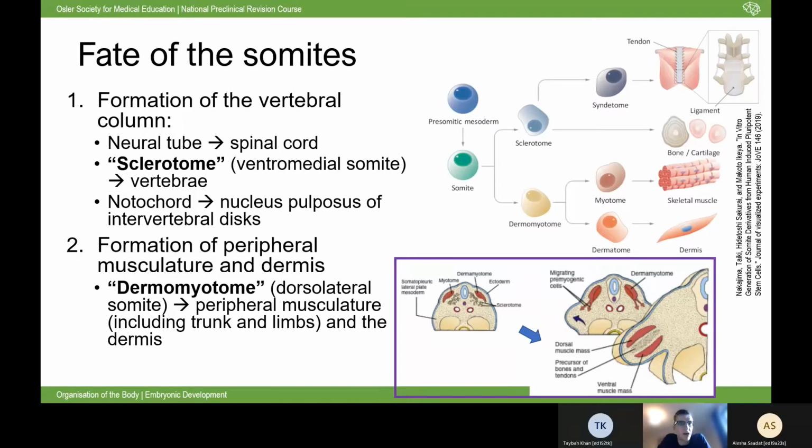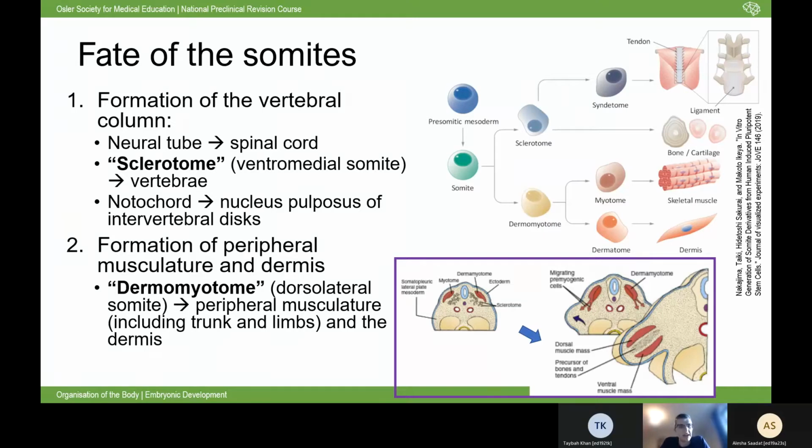So we have this part in the ventromedial area. If you look at this diagram at the bottom, that's kind of on the underside and towards the midline, and that's called the sclerotome, and that forms the bones of your spinal column, your vertebrae. Those cells of the sclerotome migrate and surround the neural tube and also the notochord, and that notochord, remember, forms the nucleus pulposus of your intervertebral discs.